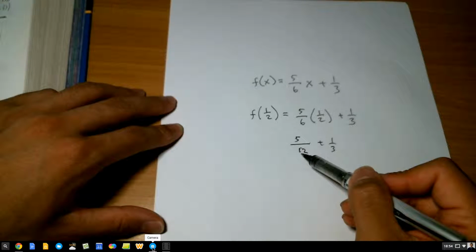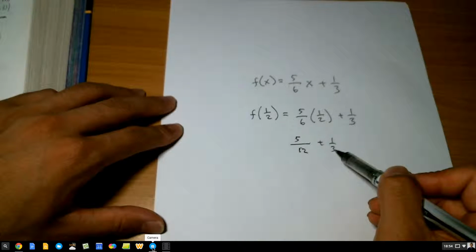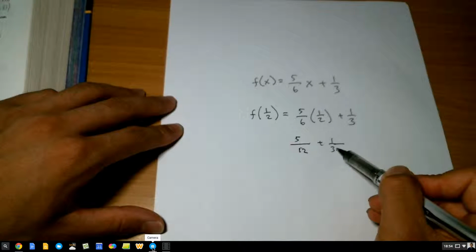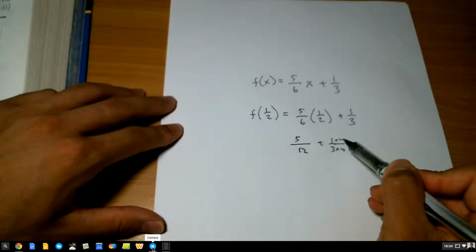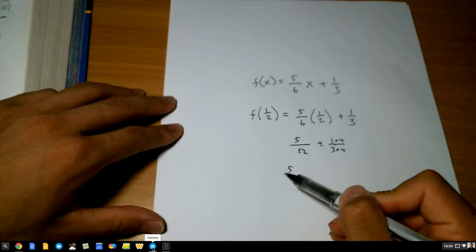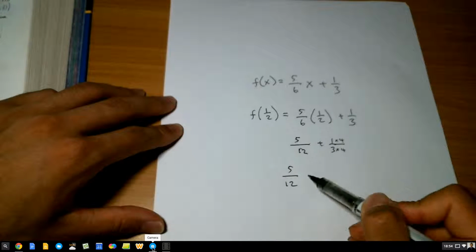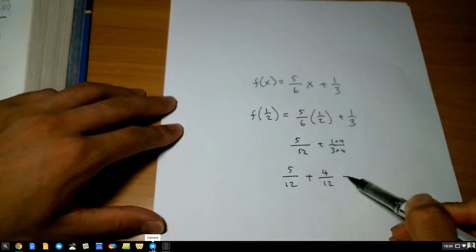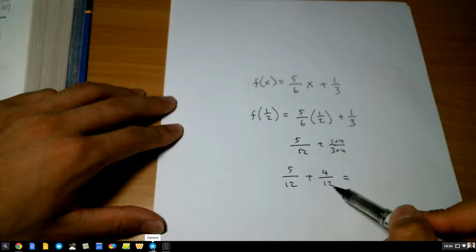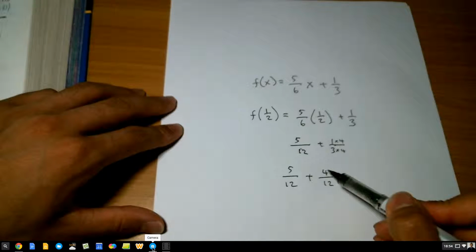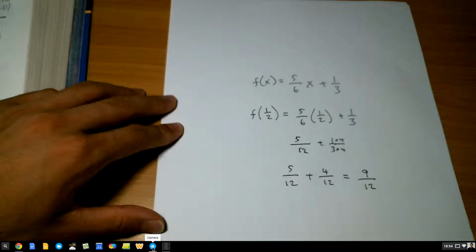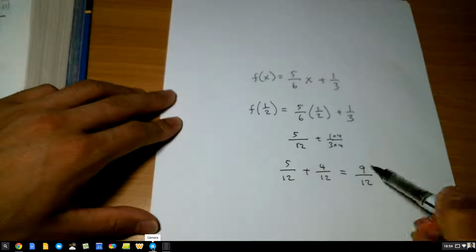So what's the common denominator between 12 and 3? It's 12. So we multiply this one by 4. So we get 5 over 12, I just rewrote this, plus 4 over 12. And now that we have a common denominator, we can just add across. 5 plus 4, 9 over 12. Okay? And 9 over 12, we could simplify it.